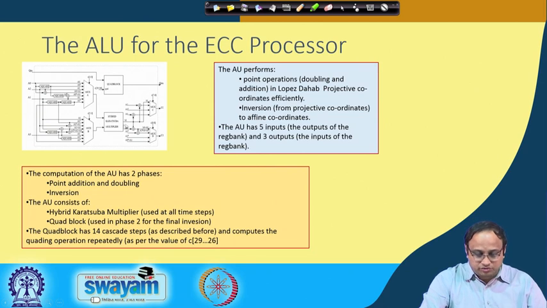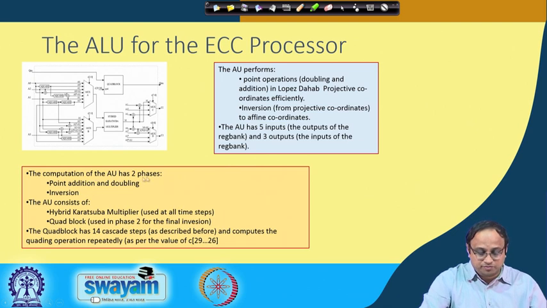So let us now try to understand what the arithmetic logic unit performs. The arithmetic logic unit performs point operations like doubling and addition in Lopez-Dahab projective coordinates, in particular mixed projective coordinates, and there is a final inversion from the projective coordinates to the affine coordinates. So there are two phases of the arithmetic unit. The arithmetic unit has 5 inputs, which are the outputs of the register bank, and 3 outputs, which are in turn the inputs of the register bank.